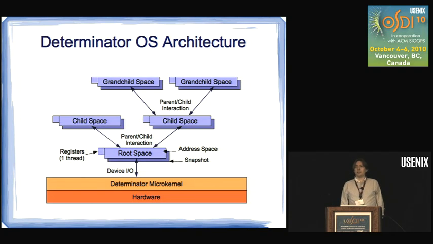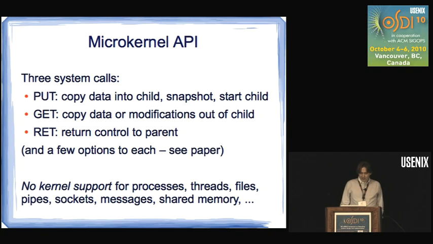Each of these spaces is purely single-threaded. There's only one set of register state, and it has an address space that cannot be shared with other spaces. So basically, the microkernel is creating the illusion of a shared-nothing distributed system full of single core virtual machines. Now, each of these spaces has a private address space, but it also has a second backup address space called a snapshot, and I'll talk about what that's for in a minute. The microkernel API is very simple. It contains only 3 system calls, put, get, and ret, each taking a number of options described in the paper.